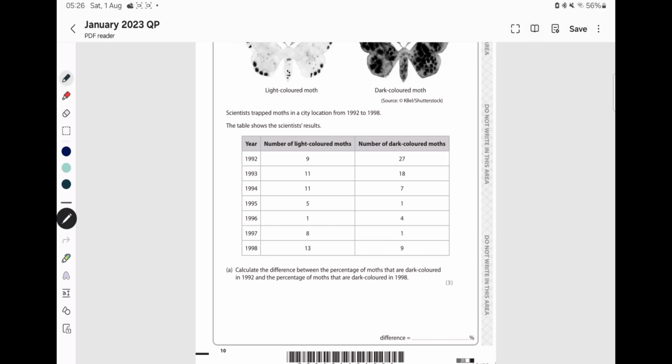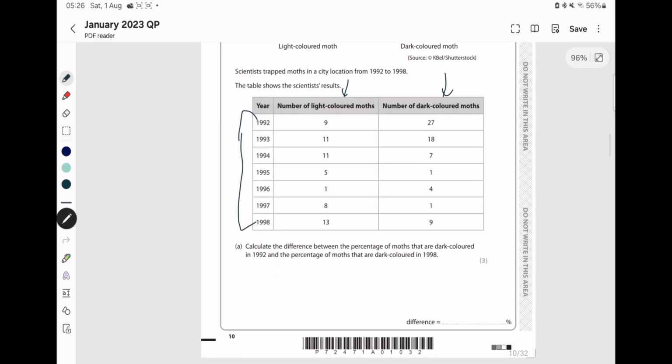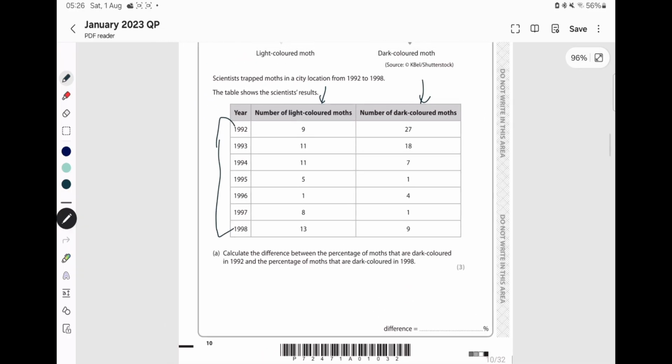It says scientists trapped moths in a city location from 1992 to 1998. The table shows the scientist's results. We have a scientist who concluded the study. He trapped an amount of moths in a city from 1992 to 1998. We have the years on this side, and the number of light-colored and number of dark-colored moths. Calculate the difference between the percentage of moths that are dark-colored in 1992 and the percentage of moths that are dark-colored in 1998. So we want to know the percentage difference between the dark-colored ones in 1992 and in 1998.